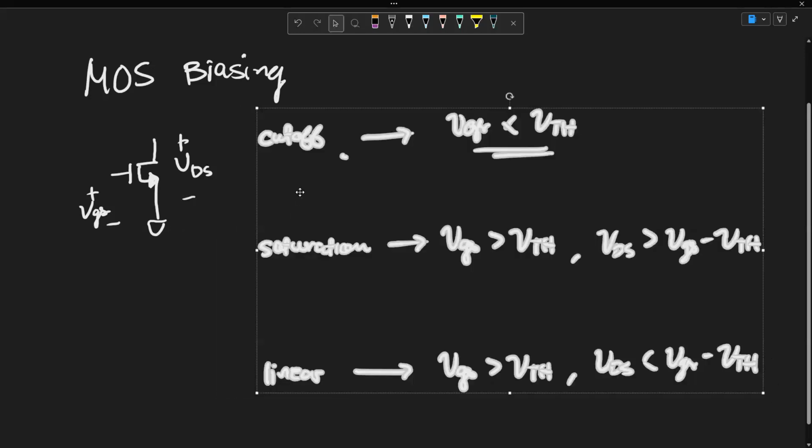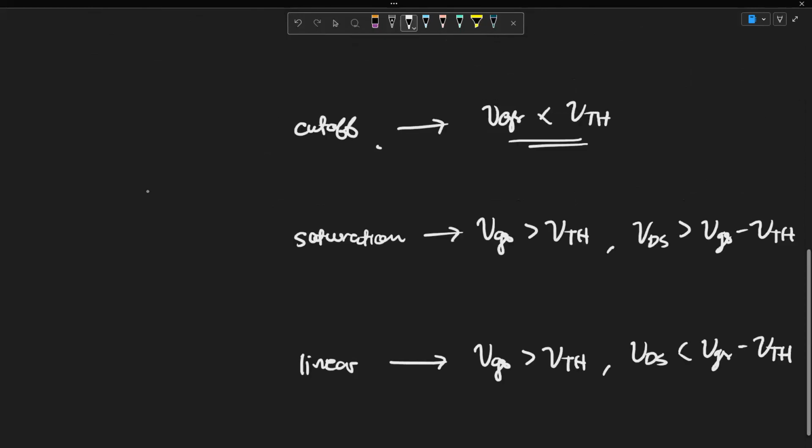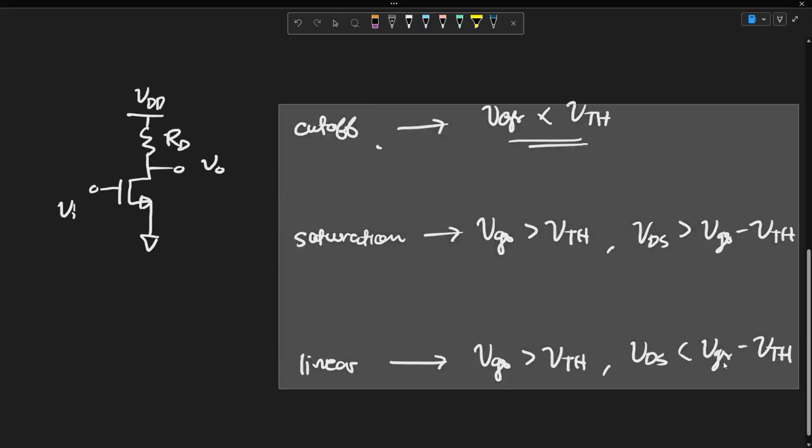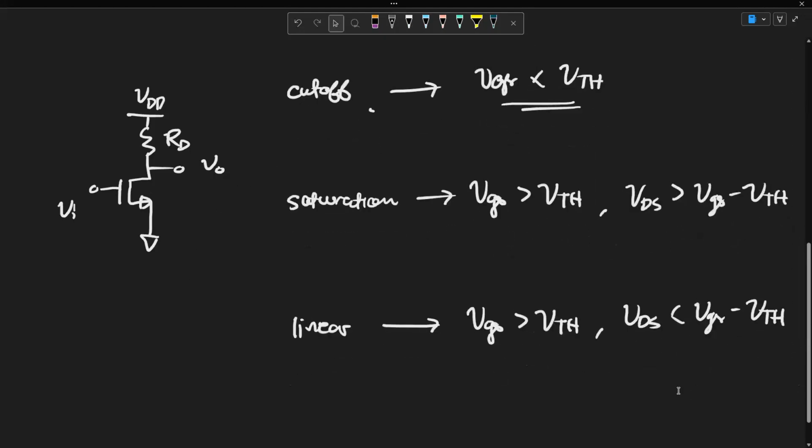So let's draw the circuit that we'll be talking about today, mostly. So meron tayong VDD, meron tayong RD, then meron tayong input voltage and output voltage, no? You can observe in this circuit many things, but let's observe this: if we increase V in, of course, that is directly VGS, no? V in is VGS, right?